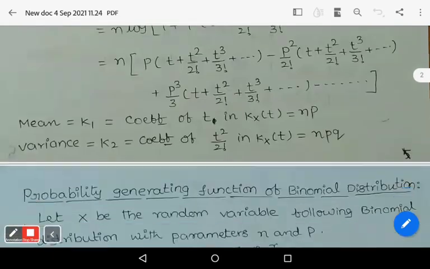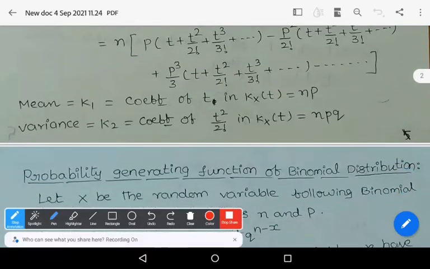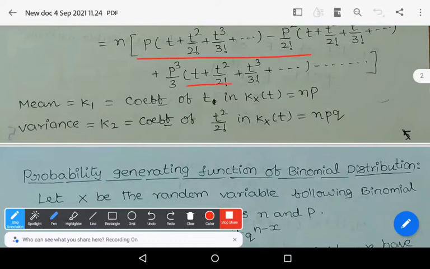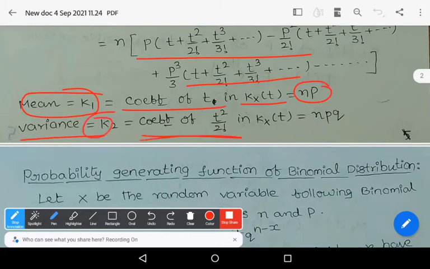From this K_X(t), we can write the mean and variance. The mean K1 is the coefficient of t in K_X(t), which is nothing but np. And the variance K2 is the coefficient of t^2/2! in K_X(t), which is equal to npq. So from this expansion, you can write the mean and variance also.